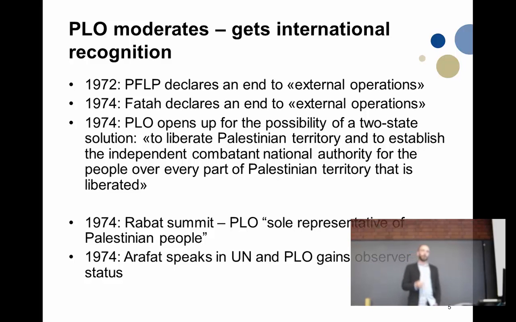And in 1974, the PLO opens up for the possibility of a two-state solution in a very vague terminology, in a so-called 10-point program, which says that they could establish a national authority on the liberated parts of Palestine. It's very vague, and there are other parts of this declaration that says, we want to liberate all of Palestine. But it's a shift. It's the first major shift in that direction. And in 1977, the PLO went a little bit further, but not explicitly in that direction, but that's sort of the trend.